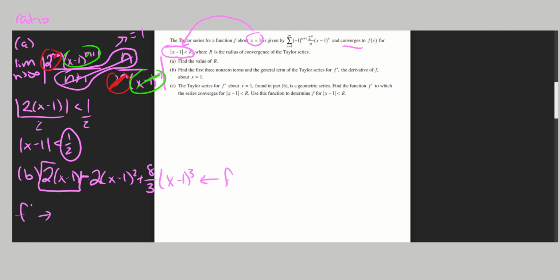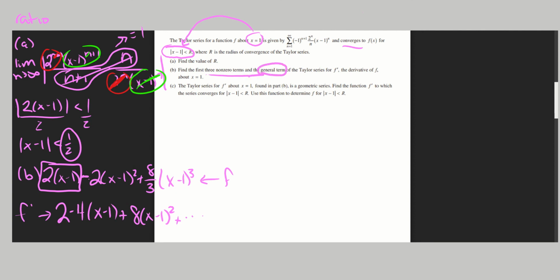So just think of this as being like a 2x, and the derivative of 2x is just 2. For the next one, we do power rule, so minus 4. We keep the inside. That's now to the first power. The derivative of the inside is 1, so we're good there. The next one, we bring down the 3, keep the inside. The new power is 2. Same thing, the derivative of the inside is 1. So that's our first three non-zero terms.